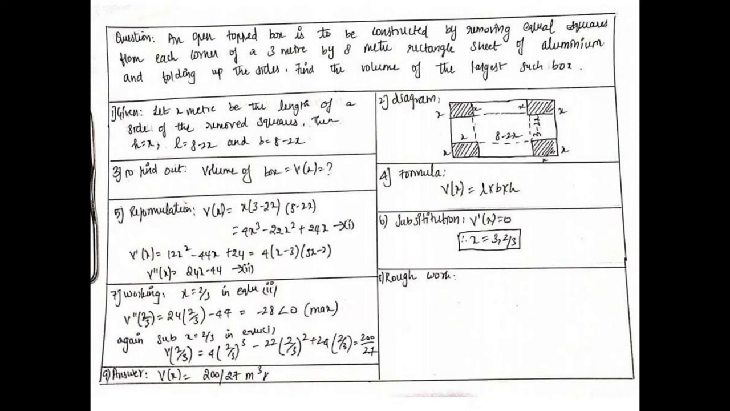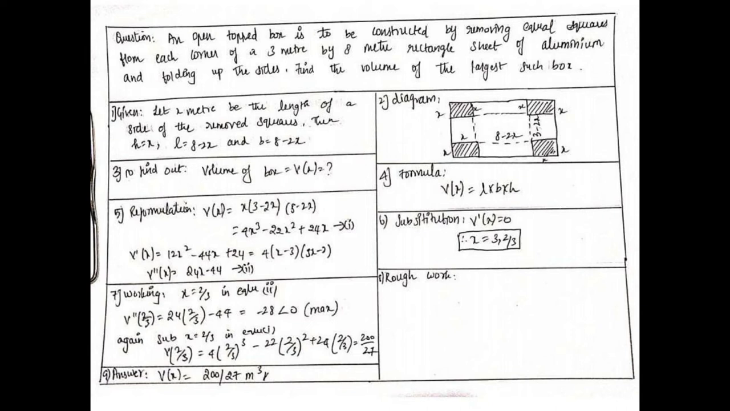Question number 2. An open-topped box is to be constructed by removing equal square from each corner of 3 cm by 8 cm rectangular sheet of aluminium and folding up the sides. Find the volume of the largest such box. Given that x cm be the length of a side of removed square, then h is equal to x, length is equal to 8 minus 2x, breadth is equal to 8 minus 2x.